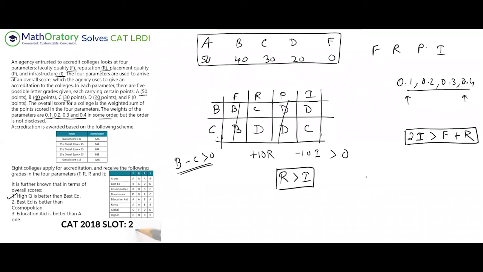Now remember the two cases that we talked about from the first point. If I pick up I greater than both F and R, then this is not possible, right? So R has to be greater than I. Then it is that other case that I talked about. So I've kept that marked as well. So 0.1 and 0.4 has to be picked up, and I has to be somewhere in the middle, right?